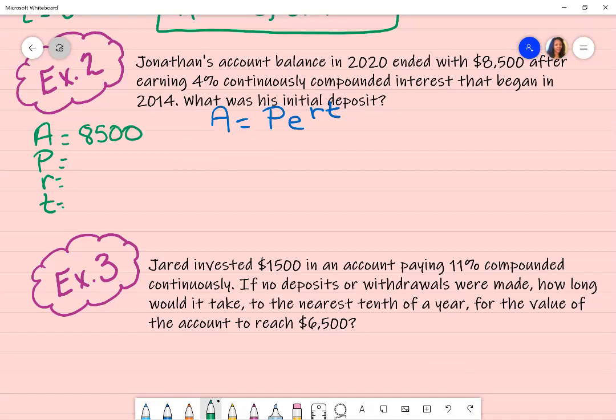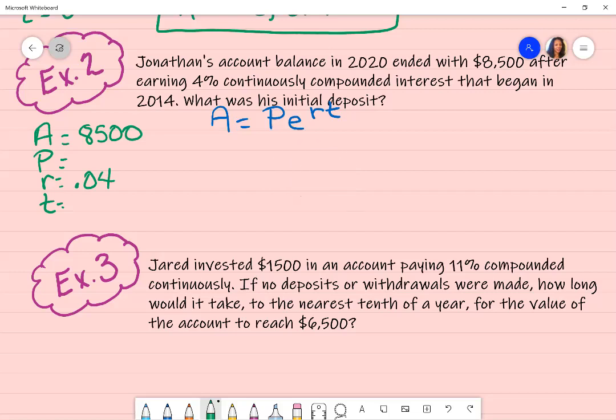After earning 4% continuously compounded interest. Again, 4% is written as a percent. I need it to be changed to a decimal. So I'm going to move the decimal point over. Anytime you have a whole number, the decimal is currently after that number, and you just move it over 2 places. And again, you would have to put a 0 in front of it. So 0.04, and get rid of that percent sign.